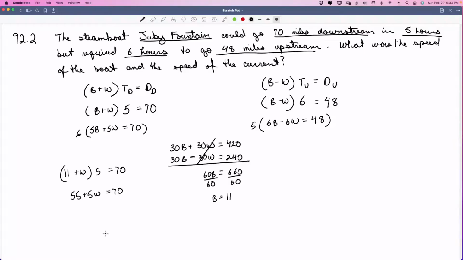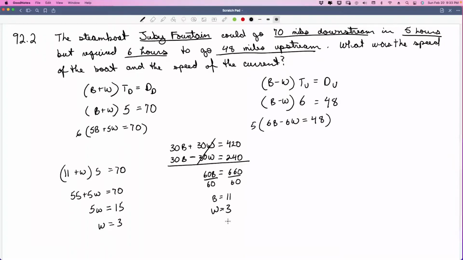We subtract 55 from both sides. We find that 5w is going to be equal to 15. So the speed of the water is 3. So the water is 3. The boat is 11.